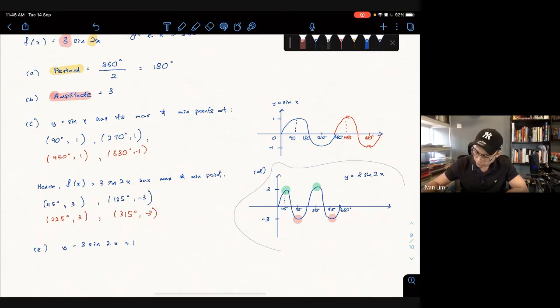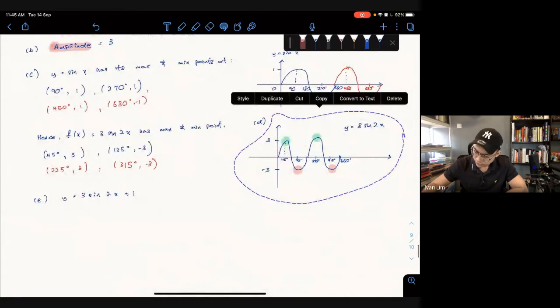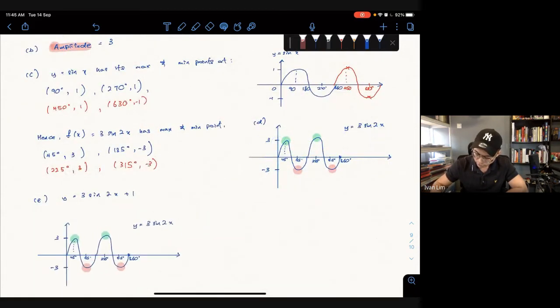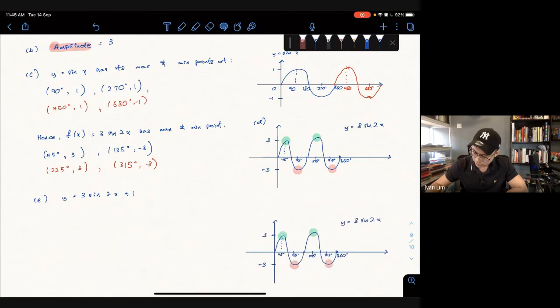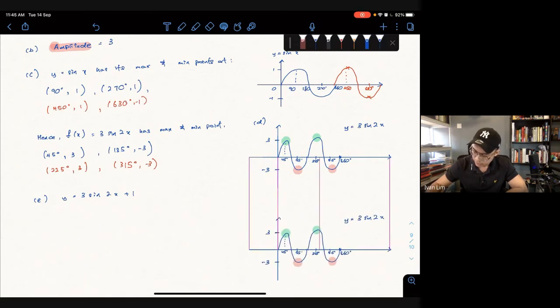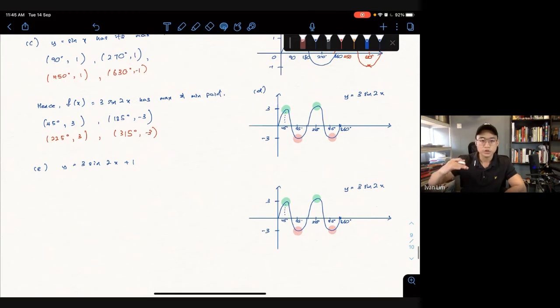This whole graph, let me put it here, will shift up by 1. Plus 1, -1 is your vertical translation. Vertical means this direction, in your y direction. So whether it will shift up or shift down depends on whether you plus or minus it. Plus 1 means all your values will plus 1. Your entire graph shifts up by 1.